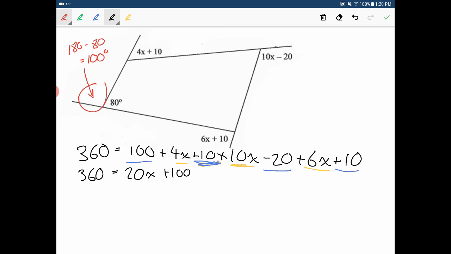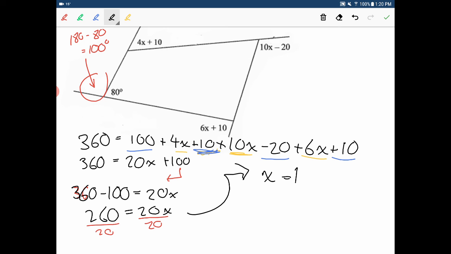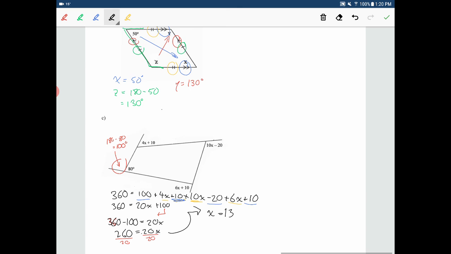So I'm going to send the 100 to the other side. That gives us 360 minus 100 is equal to 20x. 360 minus 100 is equal to 260. And then we just need to divide both sides by 20. So x is equal to 260 divided by 20, so that's going to be 13. There we go, x is just equal to 13.